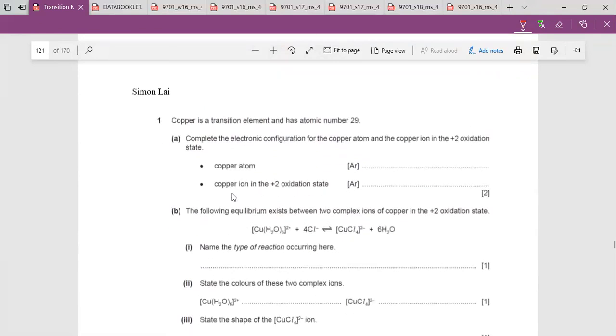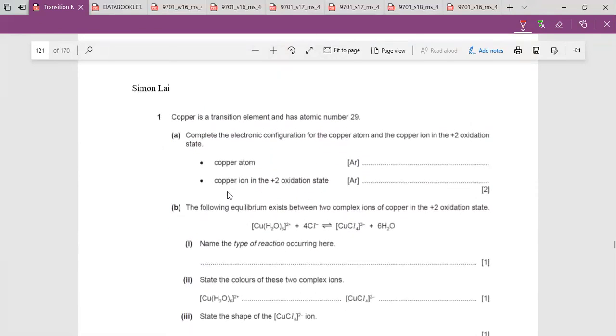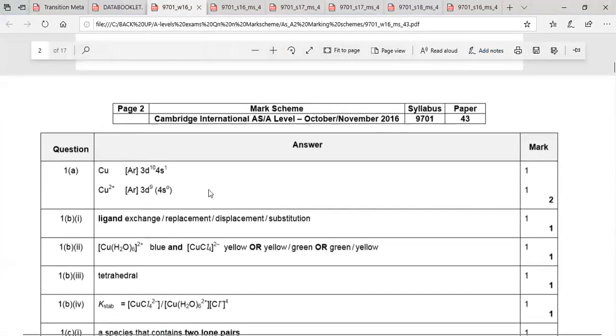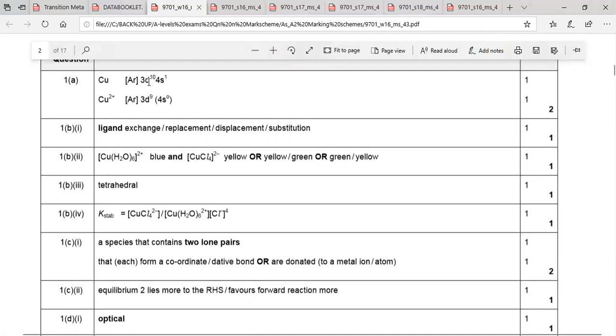Here you can see the whole question is on complexes. Copper is a transition element of atomic number 19, sorry, 29. Complete the electron configuration of the copper atom and the copper ion in the +2 oxidation state. Quite simple. Remember copper is 4s1 3d10 because of the extra stability of 3d10. So Cu2+ loses one 4s and one 3d, giving 3d9. So this is very fast.